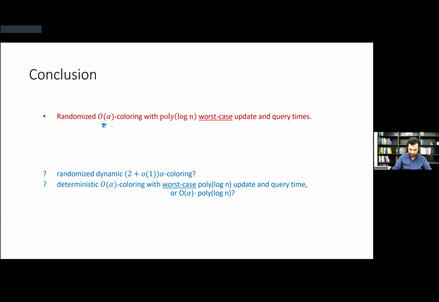And a different thing, it would be nice to see a deterministic algorithm that gets such a result, which has update and query times polylog n in the worst case, or let's say order of alpha times polylog n, but importantly in the worst case. In the amortized case, what we just discussed gives that, but it would be very nice to get a worst case one.